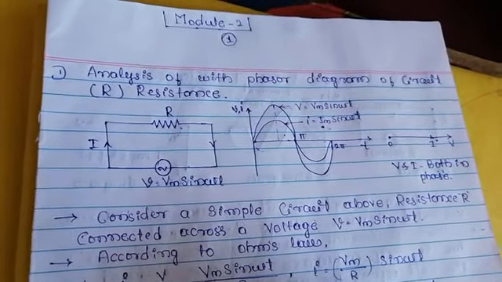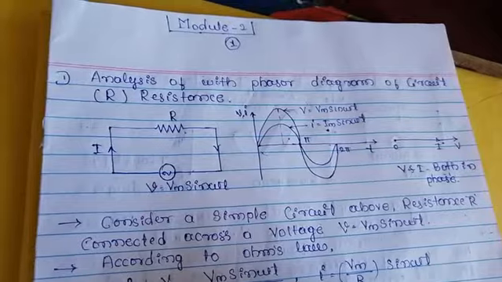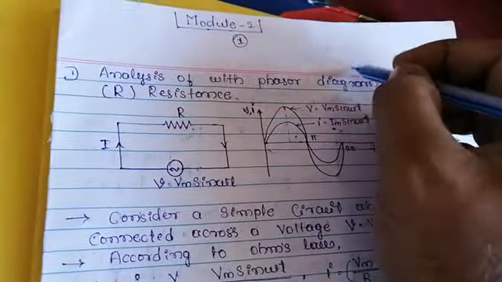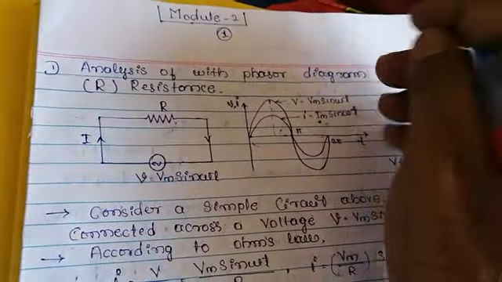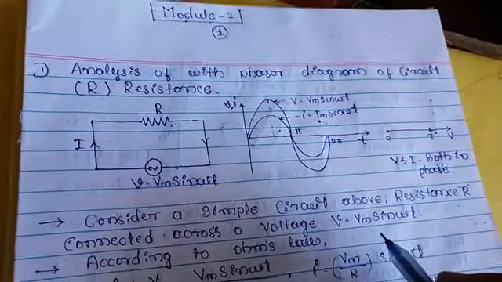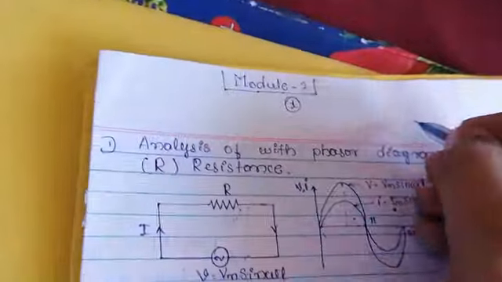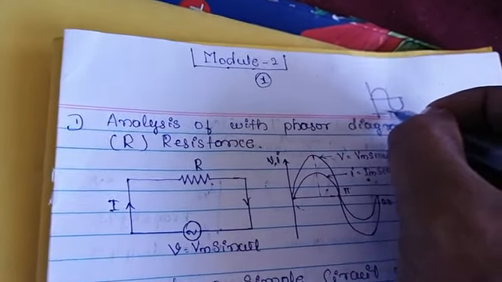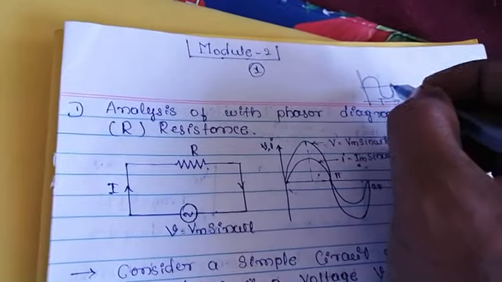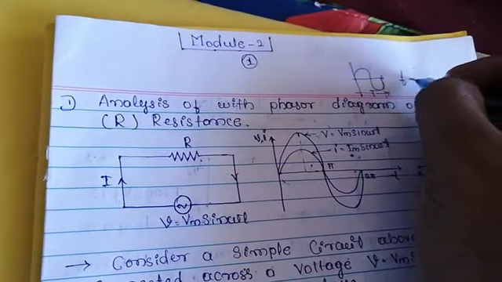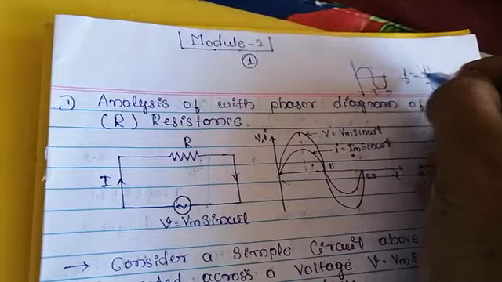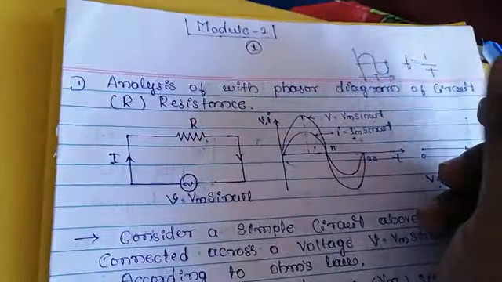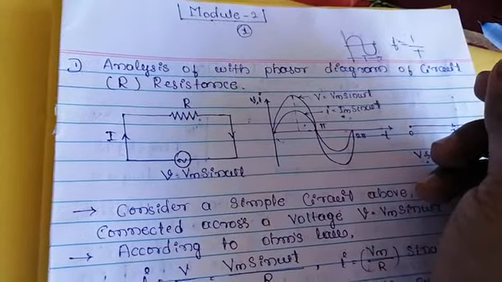In module one, we have studied frequency and time period. The number of cycles per second is called frequency. Time period means the time taken to complete one cycle. In 1 second, how many cycles are repeated is called frequency.